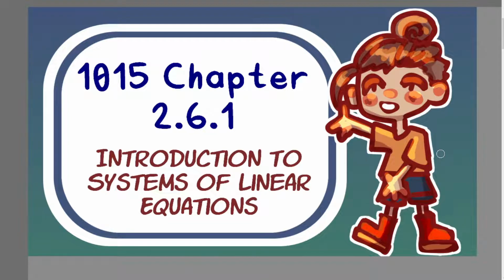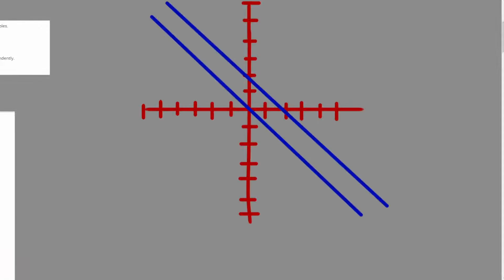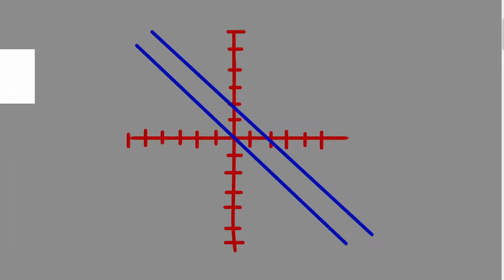Hi, so today in this video we're going to be talking about 1015 chapter 2.6.1, Introduction to Systems of Linear Equations. And we'll just hop right into it. So when we're talking about systems of linear equations, there are a few things that we need to keep in mind. There are three different types of systems of equations.